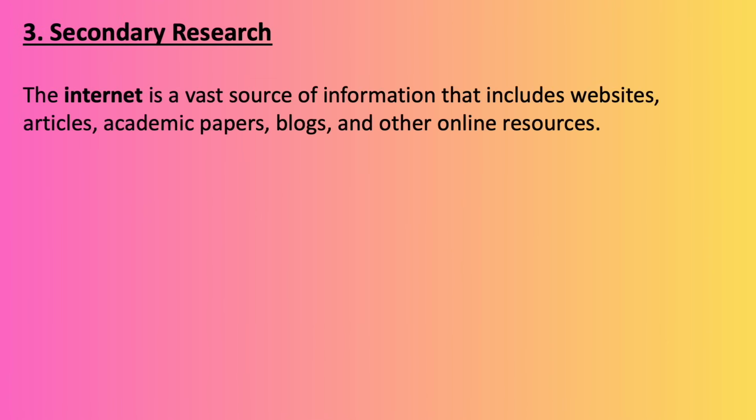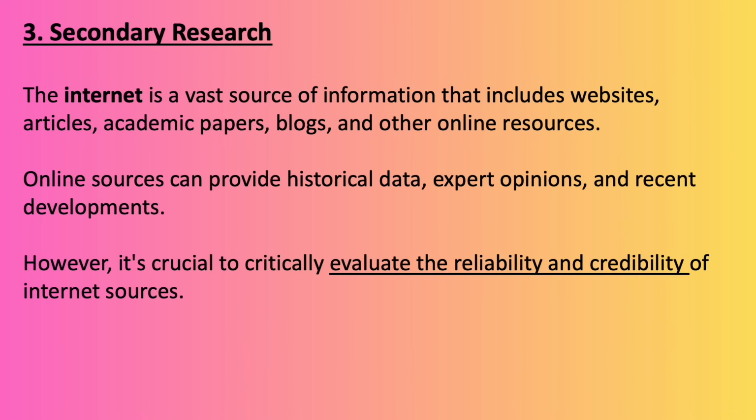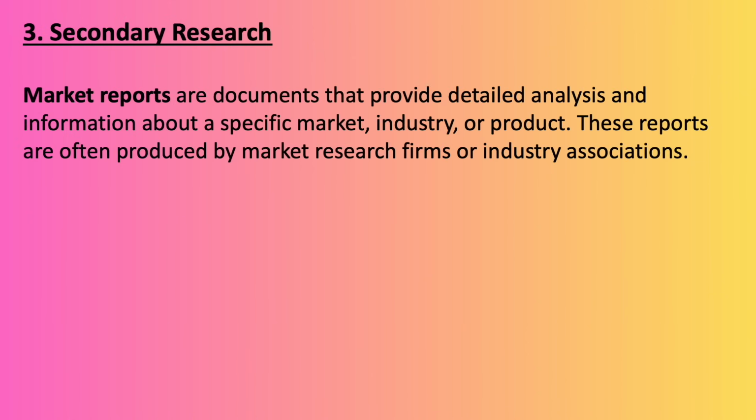Now, the third cold topic is secondary research. So secondary research types that we need to look at is the internet. The internet is a vast source of information that includes websites, articles, academic papers, blogs and other online resources. And online sources can provide historical data, expert opinions about recent developments. Crucial thing is to critically evaluate the reliability and the credibility of internet sources. So is it credible?